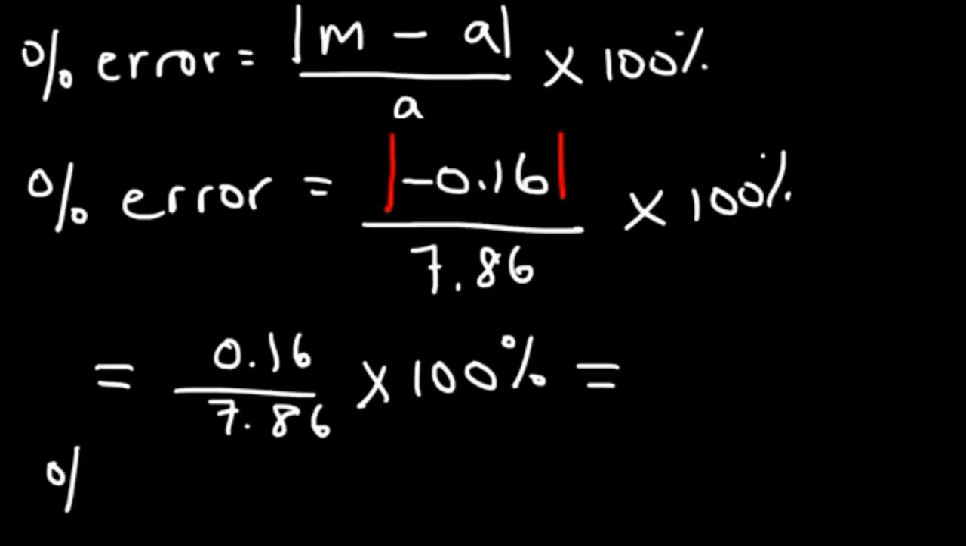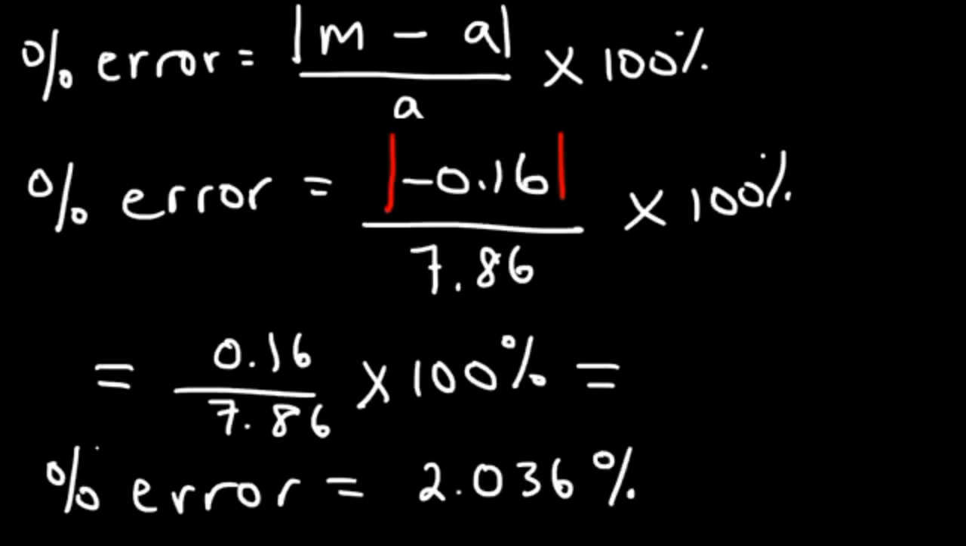And so for the percent error, I got this answer, 2.036%. Hopefully you got the same thing too. So that is the percent error for this experiment. So hopefully this video gave you a good idea of how to calculate percent error.